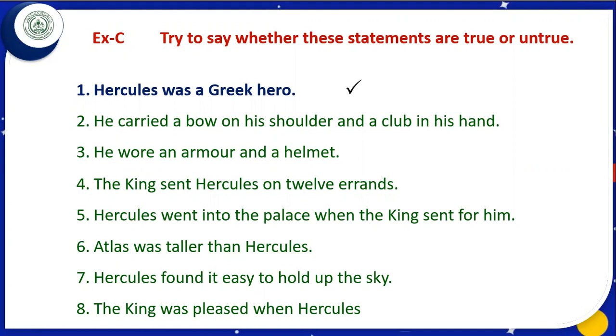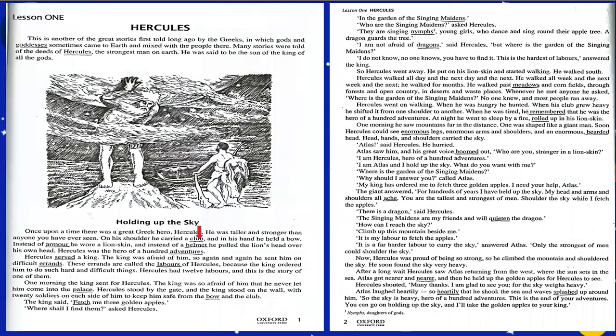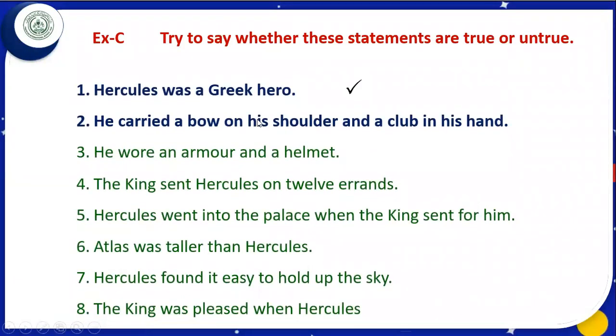Now we shall move to the second part. He carried a bow on his shoulder and a club in his hand. Let us check in our lesson. Here it is written, on his shoulder he carried a club. But in the exercise it is written, he carried a bow on his shoulder. He did not carry a bow on his shoulder, but a club. What does it mean? It means this part is untrue.